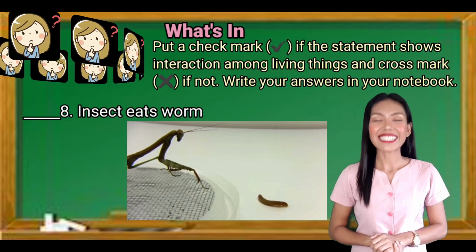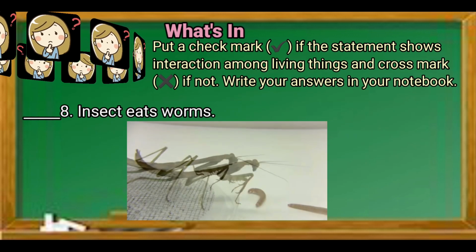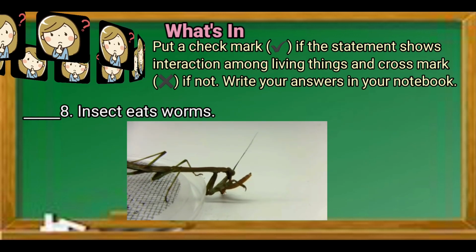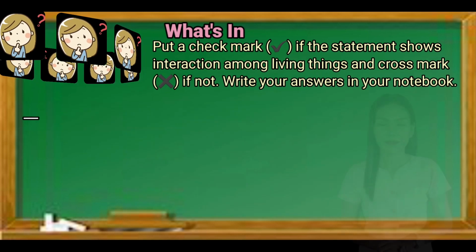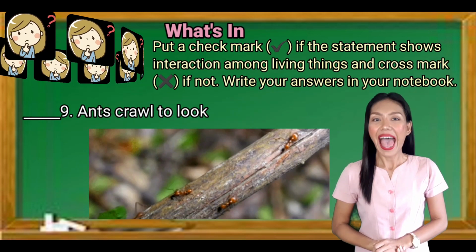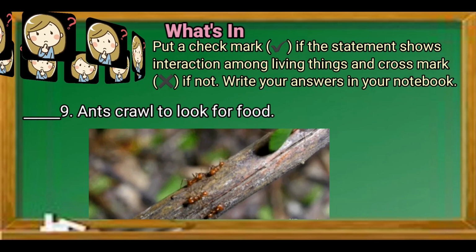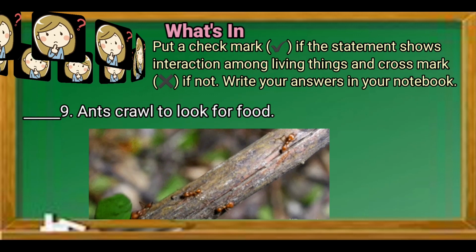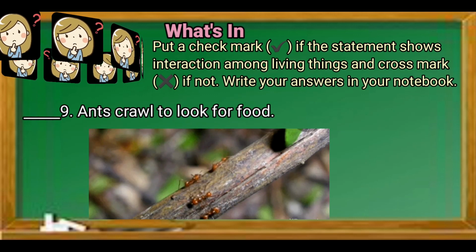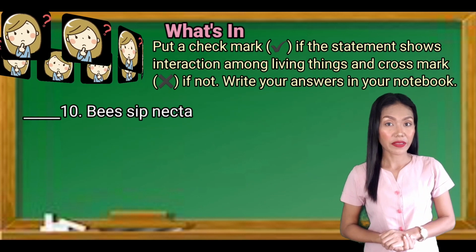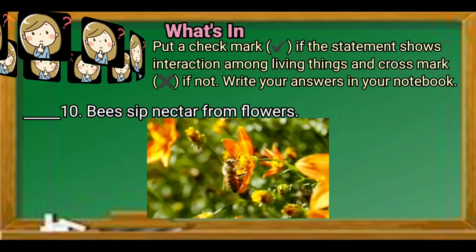Eighth, an insect eats worms. Ninth, ants crawl to look for food. Tenth, bees sip nectar from flowers.